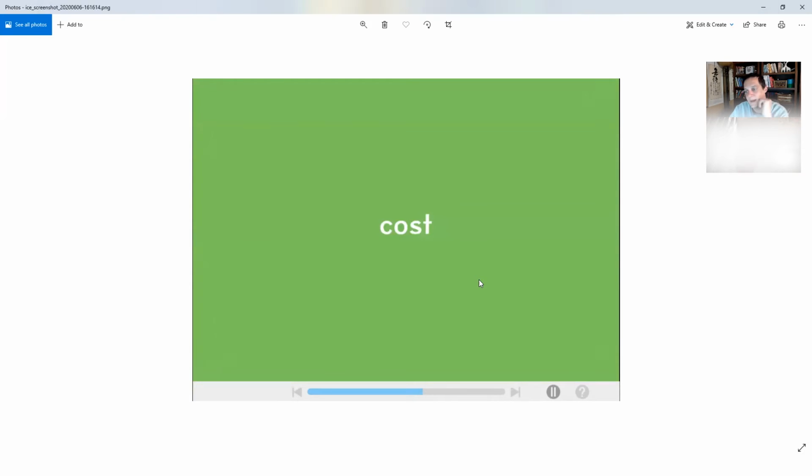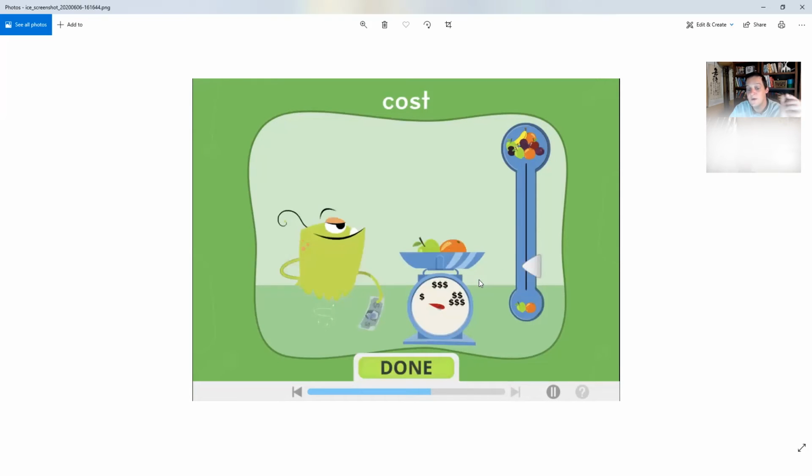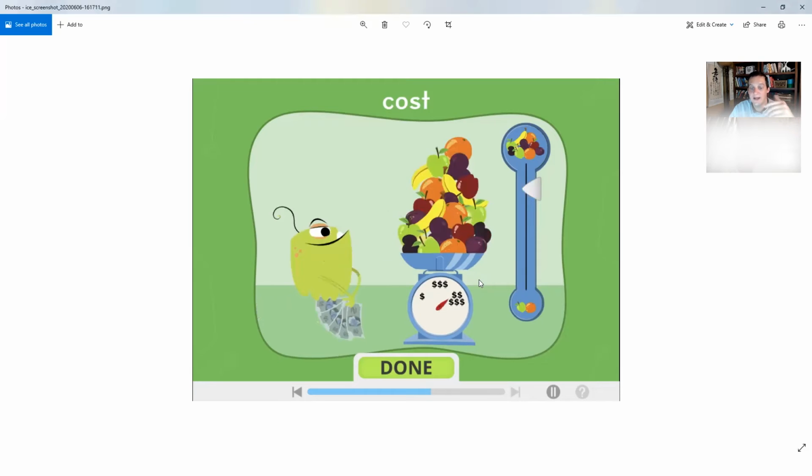Then we have this one here. What's this? Cost. Remember, the cost of something means how much it is. If you just get a little bit of fruit, it has a very low cost. It costs a little bit of money, $1. If you get more fruit, it costs more money, $5. If you get a lot of fruit, it costs a lot of money. Bananas are usually very cheap though, but oranges, plums, apples, those can get kind of expensive. So the cost goes up with the more that you get.